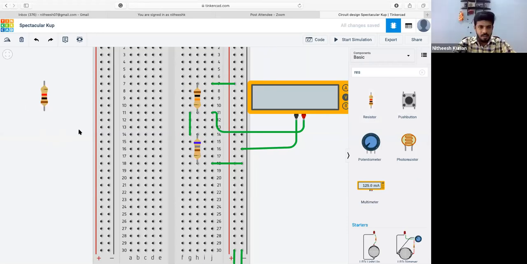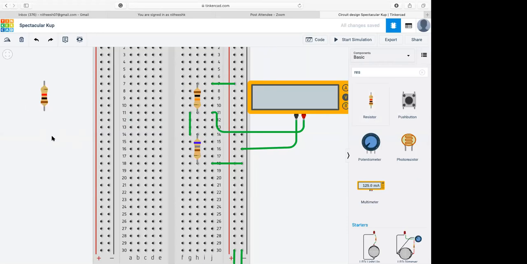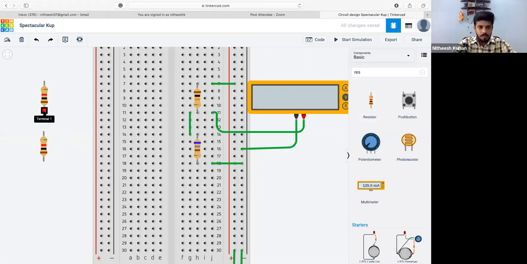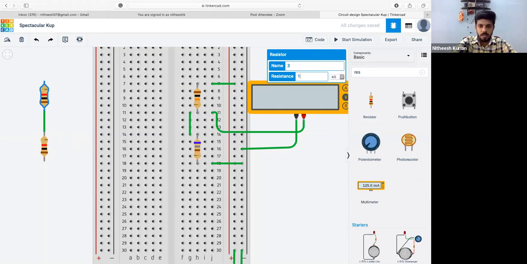In series, resistance increases, right? Listen, we are connecting two resistors like this. I'll draw a separate diagram. We are connecting two resistors like this, and what is the resistance value? This is 10 kilo ohm, and this is 680 ohm. Makes sense?